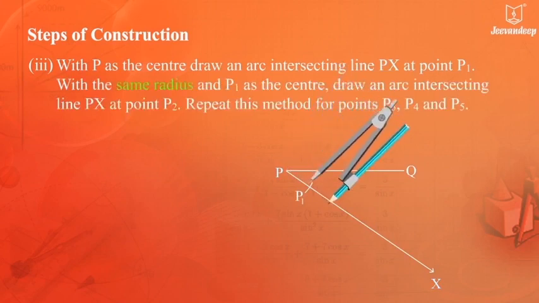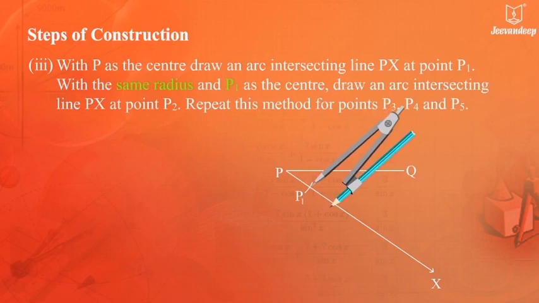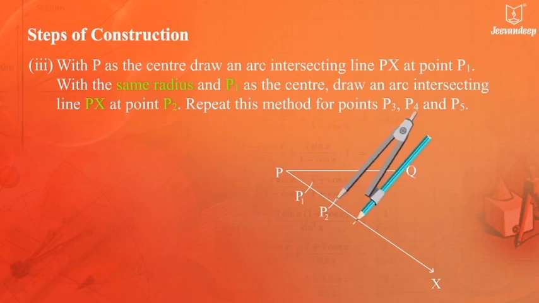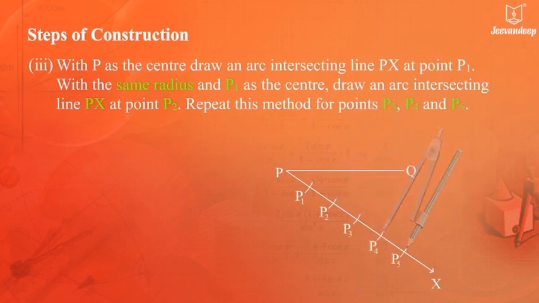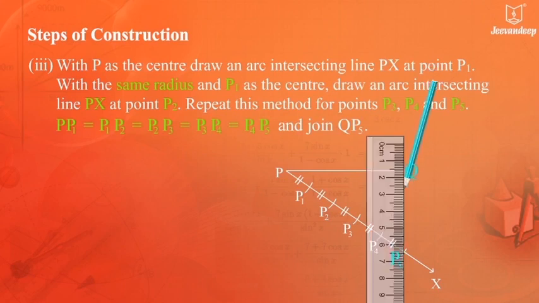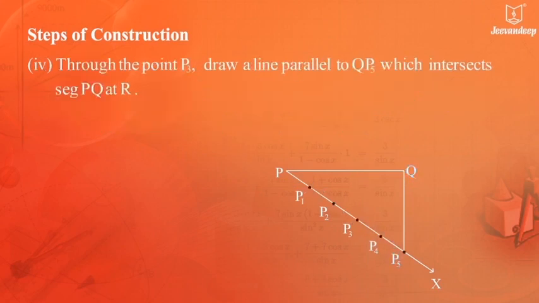With the same radius and P1 as the center, draw an arc intersecting line PX at point P2. Repeat this method for points P3, P4 and P5. PP1 equals P1P2 equals P2P3 equals P3P4 equals P4P5. Now join QP5. 4. Through the point P3, draw a line parallel to QP5 which intersects segment PQ at R.